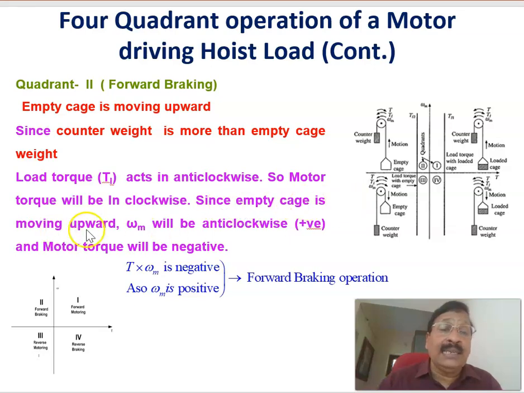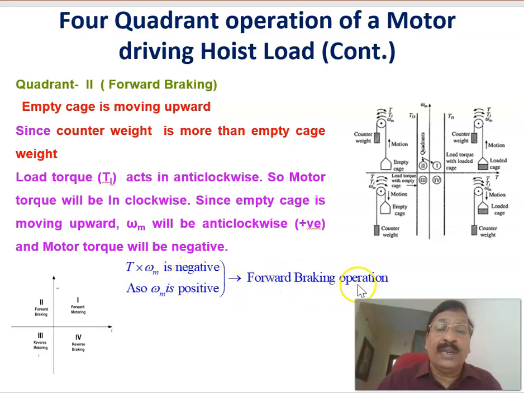Since the empty cage is moving upward, omega m is also anti-clockwise. Torque is clockwise, which means torque is negative. Omega m is positive. Therefore, T into omega is negative while omega m is positive. Therefore, it is called forward. Why is it forward? Because omega m is positive. The product is negative, and that's called braking.